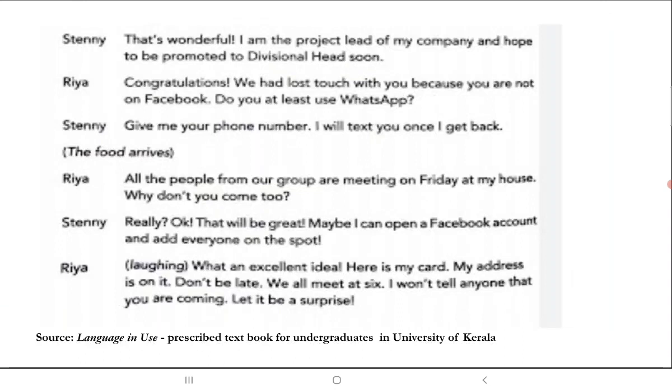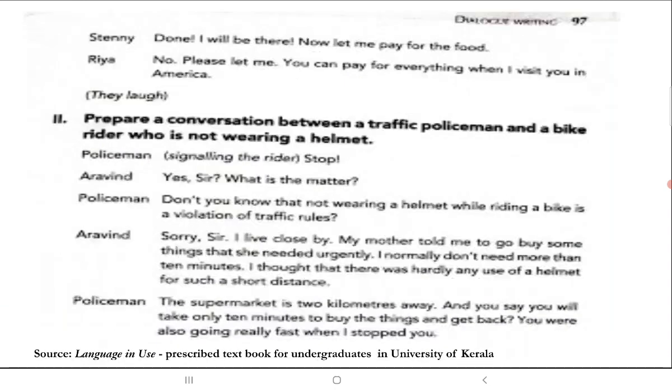Steny: Give me your phone number. I will text you once I get back. (The food arrives.) Ria: All the people from our group are meeting on Friday at my house. Would you come too? Steny: Really? Okay, that will be great. Maybe I can open a Facebook account and add everyone on the spot. Ria (laughing): What an excellent idea. Here is my card. My address is on it. Don't be late. We'll meet at 6. I won't tell anyone that you are coming. Let it be a surprise. Steny: Done. I will be there. Now, let me pay for the food. Ria: No, please let me. Steny: You can pay for everything when I visit you in America.